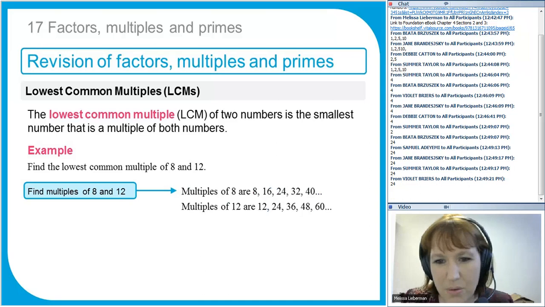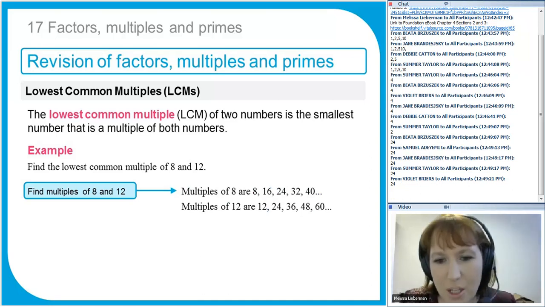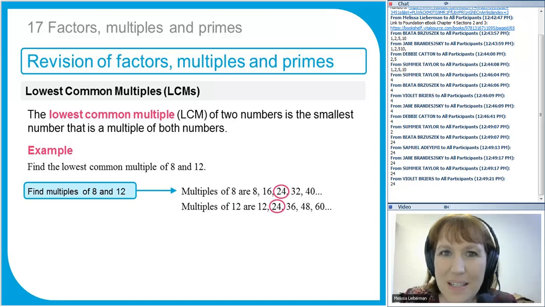48, I think, is in both. No, it's not. Yeah, 48 is in both lists, but it's not the lowest one. 24. So if you said 24, very good. You probably watched the last lesson, because I think this is a repeat of the example I did in lesson 3. So 24 is the lowest number that both 8 and 12 divide exactly into without leaving remainder.